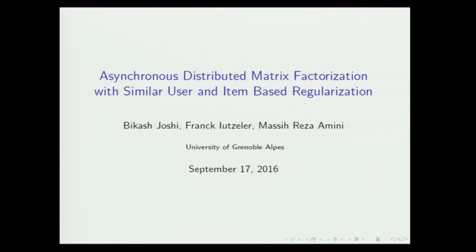And today I'm going to present two ideas. First of all, I'll talk about an asynchronous way of doing matrix factorization. And then I'll talk about an extra regularization, which incorporates user and item similarity in matrix factorization.